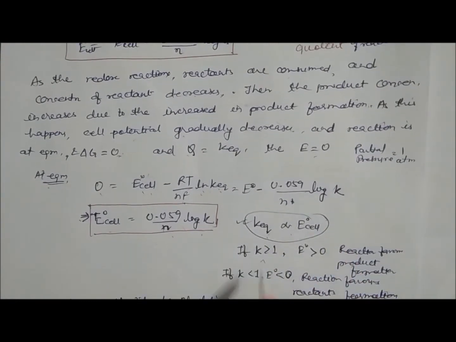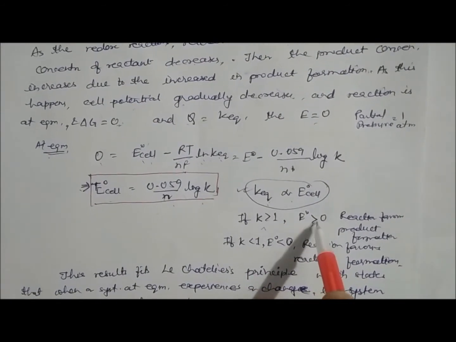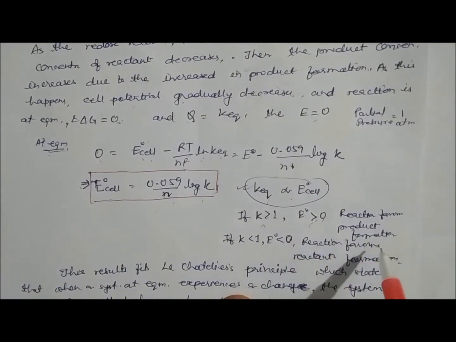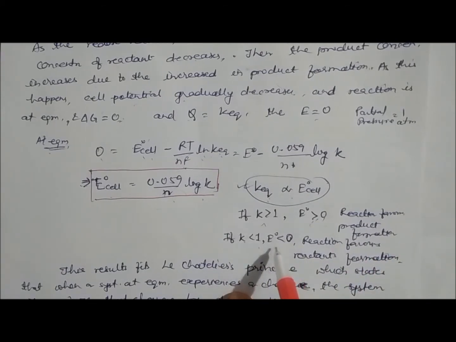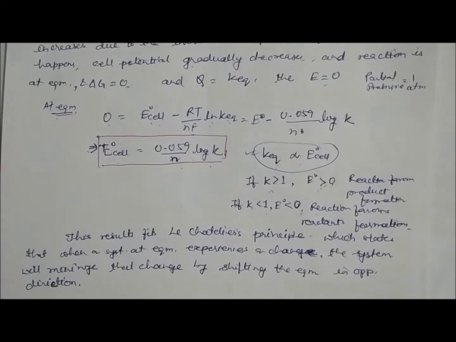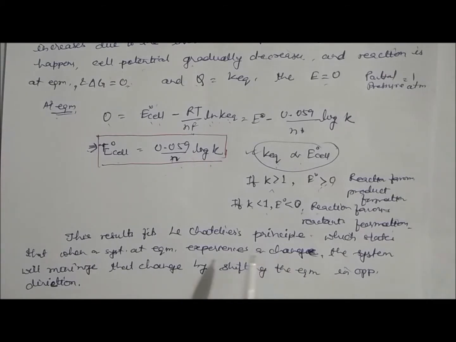Now if K is greater than 1, then definitely E naught is greater than 0. This means the reaction favors product formation. If K is less than 1, then E naught of the cell will be less than 0, so the reaction will favor reactant formation. So this result fits Le Chatelier's principle also.